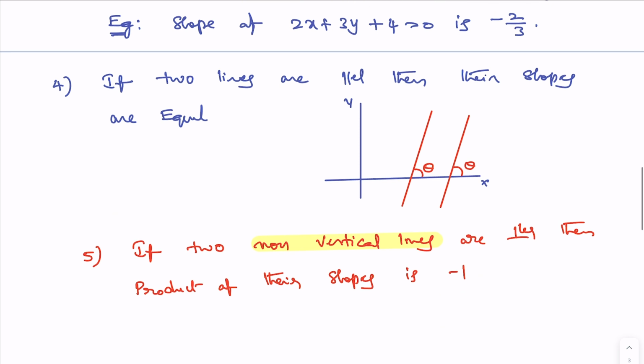If two lines are parallel, then what do you know about their slopes? They are equal. If two non-vertical lines are perpendicular, then what do you know about their slopes? The product of their slopes is minus 1. Next concept is equation of a line.